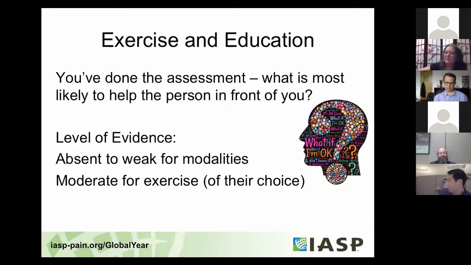What we do have a little more information on, and more so in the chronic low back pain literature than in pelvic pain literature yet, is that exercise and education can be very helpful. We know that the level of evidence for effectiveness is weak to moderate for modalities. It's moderate for exercise, so a little bit better. And it is most important that it be for movement and exercise of their choice.